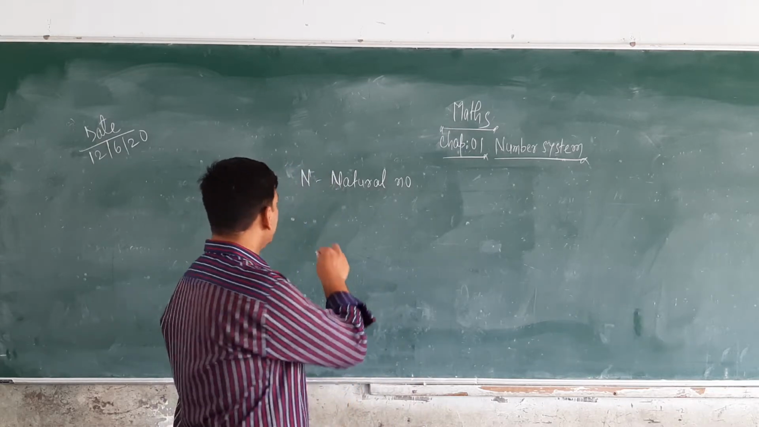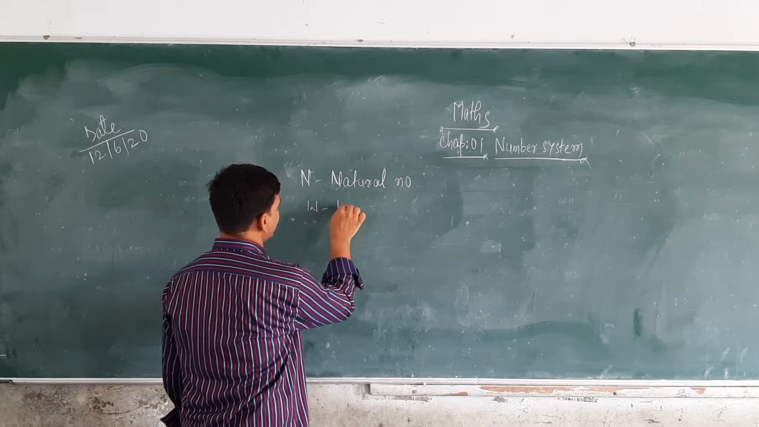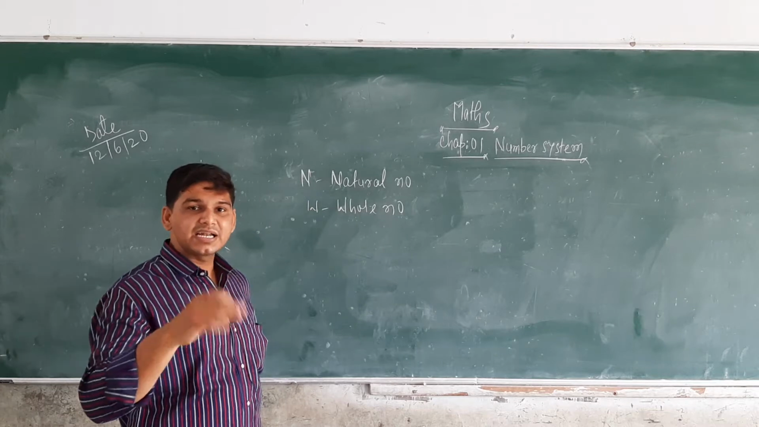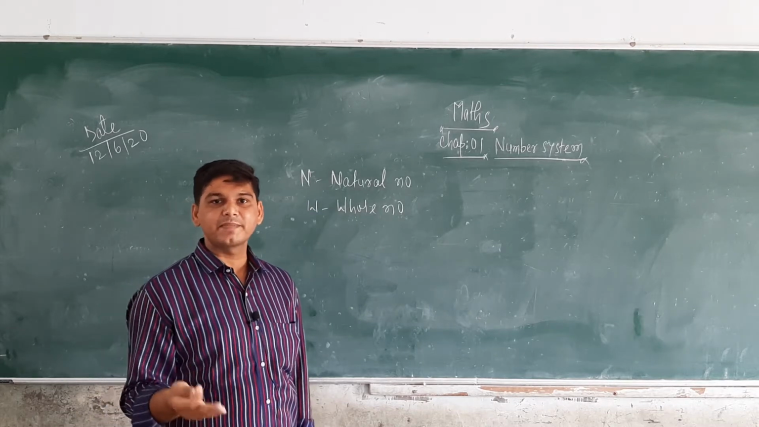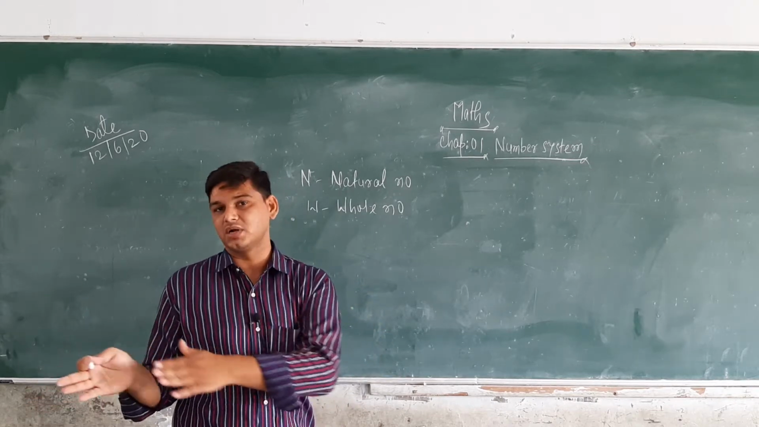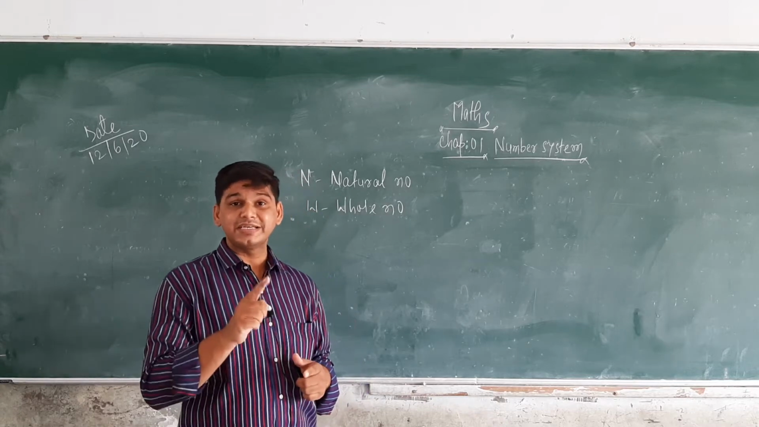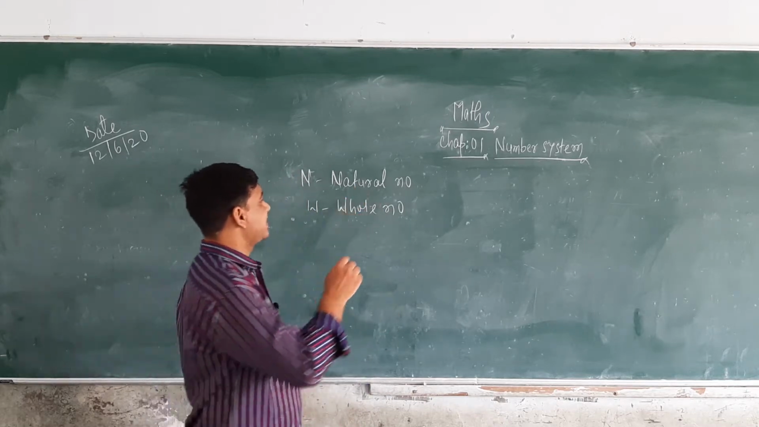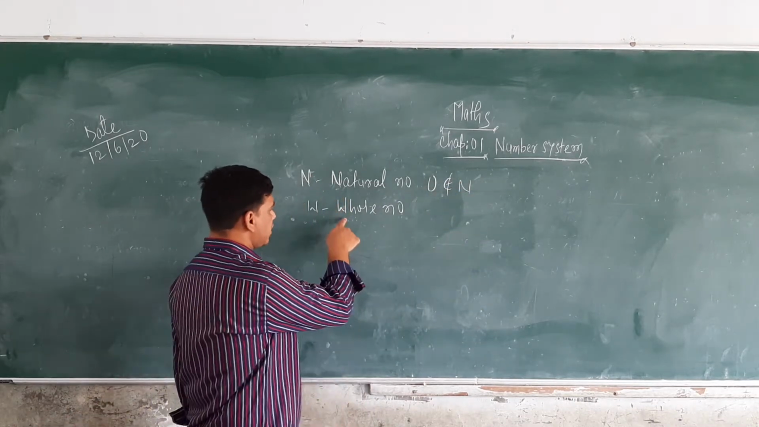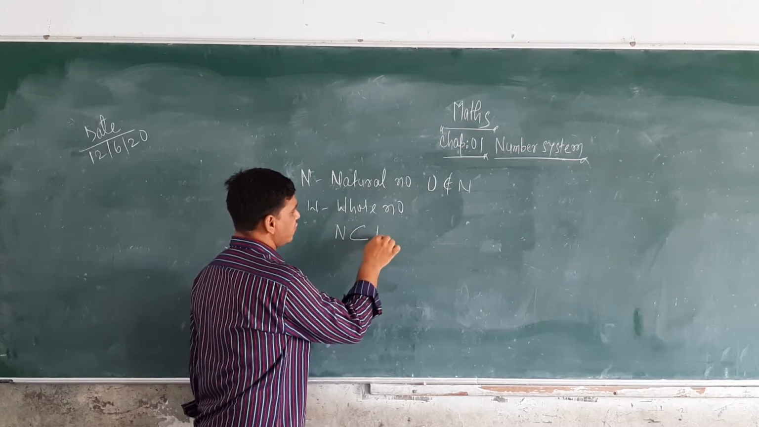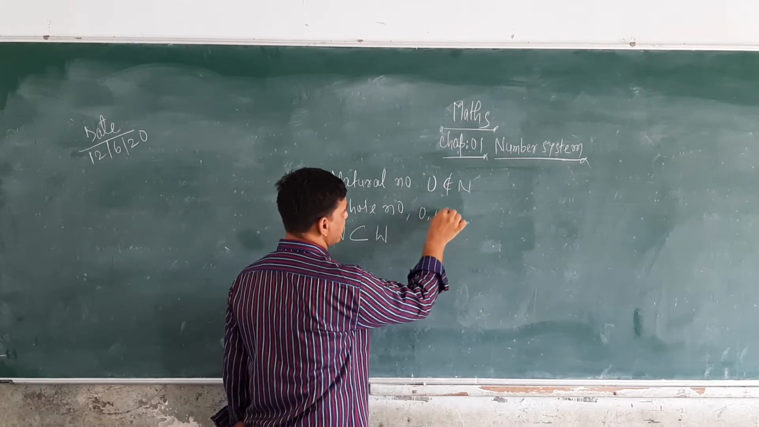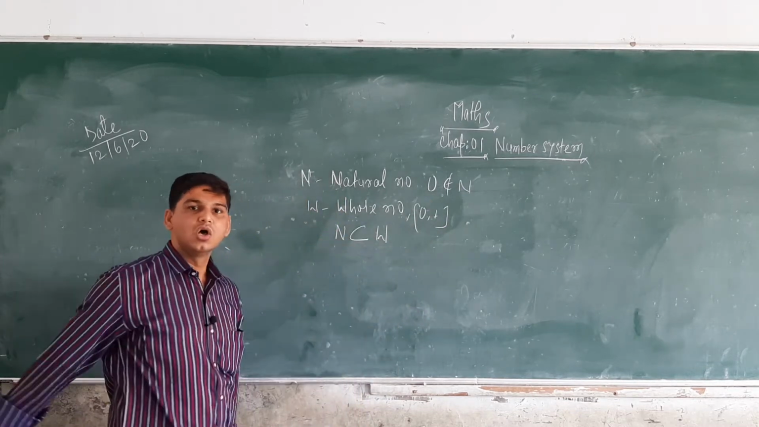After natural numbers, there is also a set called whole numbers, which is denoted by W. The natural numbers are a subset of the whole numbers, because all the members of the natural numbers belong to the whole numbers, but there is also the number 0 included in the whole numbers which is not available in the natural numbers. 0 does not belong to the natural numbers. So whole numbers are 0 as well as all the positive numbers.